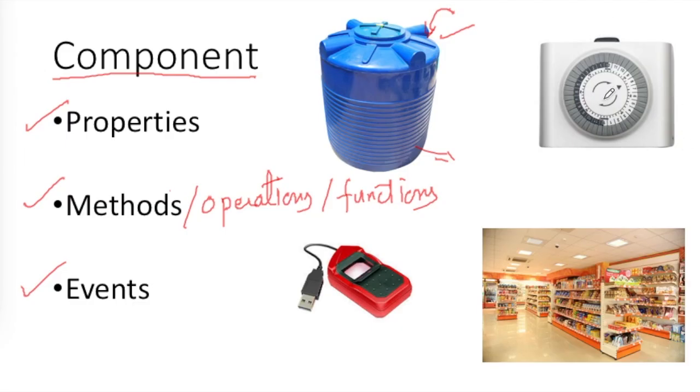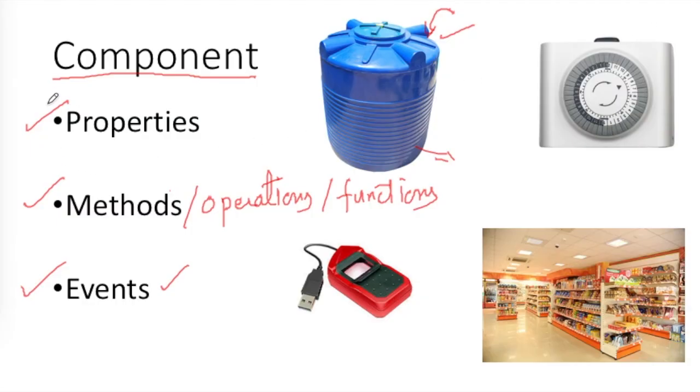Say it is a mechanical timer. Now the timer will have its properties, like size, color, whatever visible or other properties. Then methods, what it can do. You can set the timer, you can reset the timer, or you can start it or stop it. And events, what are the events? Whatever time you have set, if it is reached, then it can give a sound or a tick sound or something. Some indication is given to you that something has happened. So that is an event.